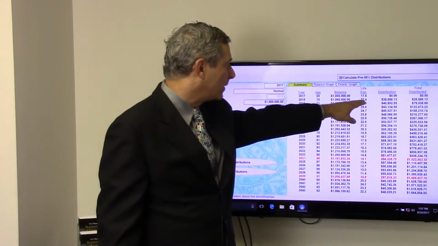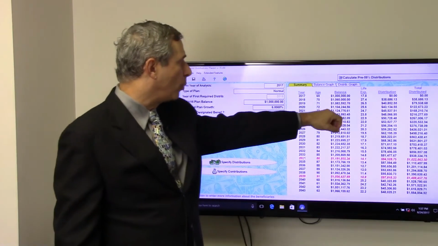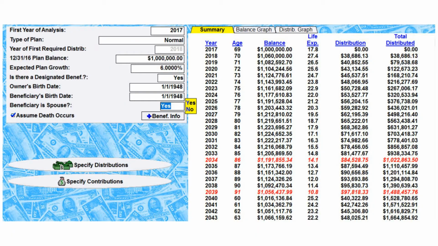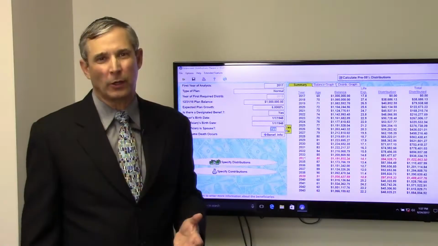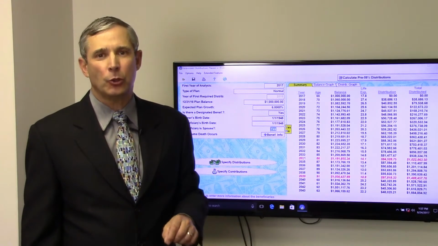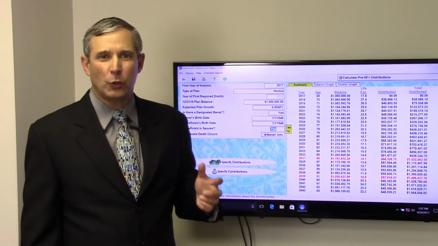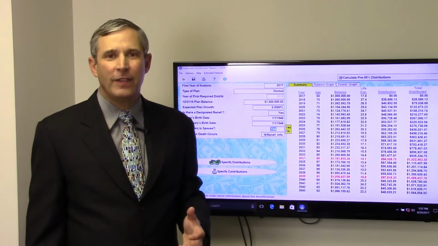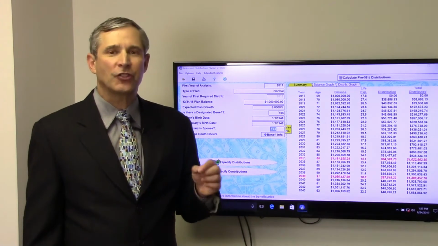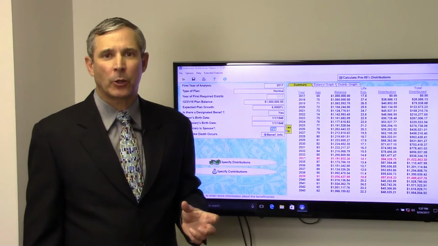Then what happens is you go to the next year and you see this number, 27.4. And what is that? That comes from Publication 590. All right, so what does that mean? That is the divisor, which means to calculate the minimum required distribution, you take the divisor, in this case 27.4, and divide it into the balance of the IRA as of December 31 of the prior year, and that's how much your minimum required distribution is.